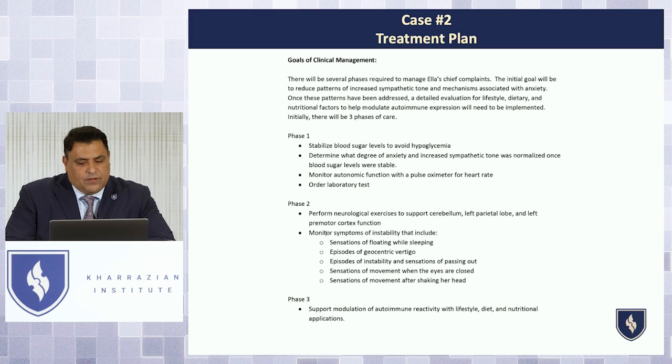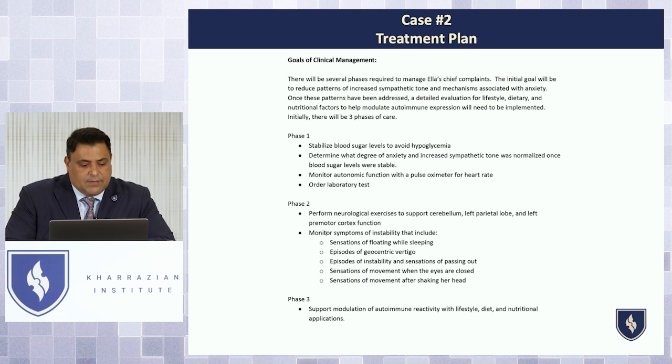Okay, so goals of treatment plan. There will be several phases required to manage Ella's chief complaints. The initial goal will be to reduce patterns of increased sympathetic tone and mechanisms associated with anxiety. Once these patterns have been addressed, a detailed evaluation for lifestyle, dietary, and nutritional factors to help modulate autoimmune expression will need to be implemented. Initially, there will be 3 phases of care.